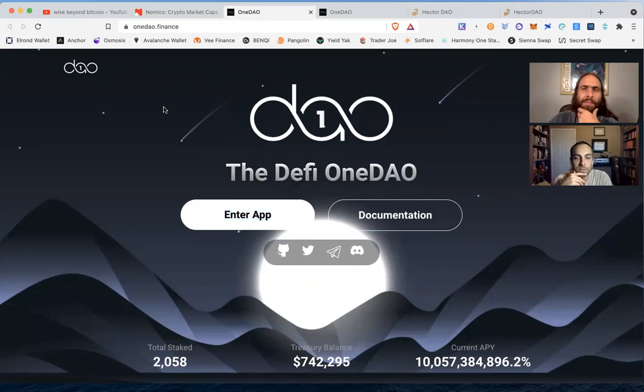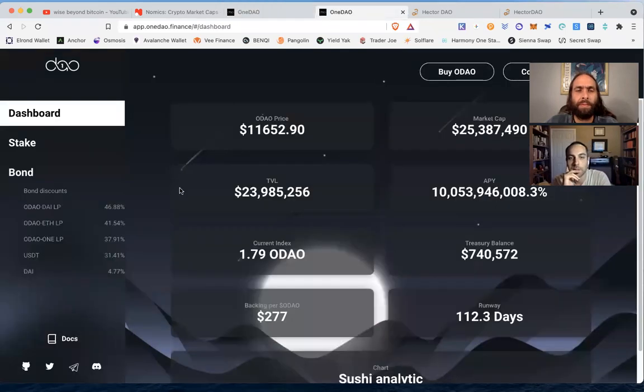This is a reserve currency DAO project similar to Ohm, Olympus DAO and Time Wonderland, but it's on Harmony and it's a working protocol. It's already launched, and it is doing quite well by all estimates. So what are we looking at? Well, start off with the price. The ODAO is going for around 11,652 right now. It's got almost $24 million total value locked. The backing per ODAO is 277.